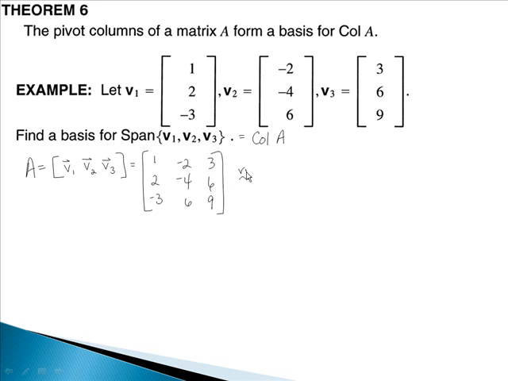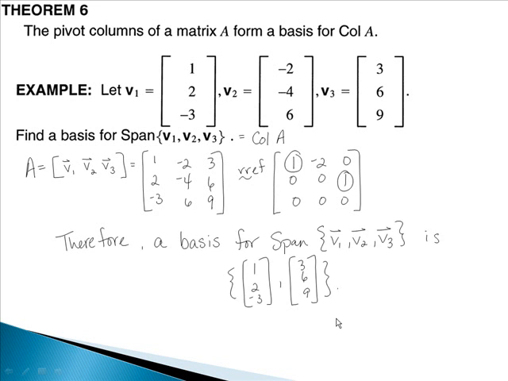So we're going to row reduce our matrix A, and we get this matrix here. And we're doing this in order to apply theorem 6. And we see that I have a pivot in column 1 and in column 3. Therefore, by theorem 6, a basis for the span of V1, V2, and V3 is the set of our vectors V1 and V3.